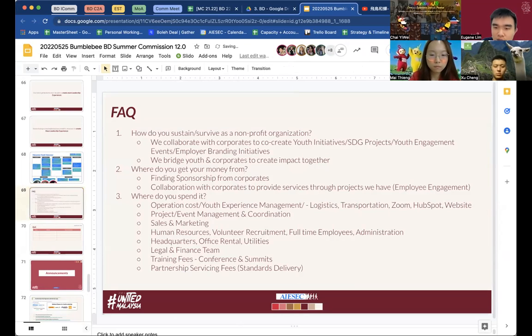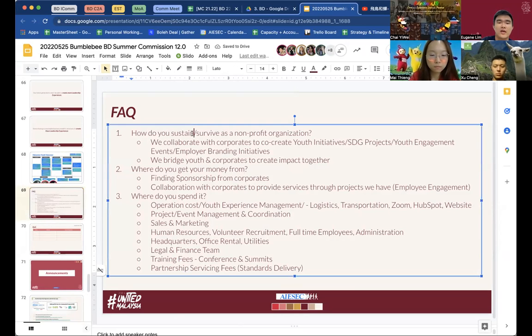If I were to make it more simple: if you notice, the first question and the second question are actually the same, just that the second question is sharper and more specific. How do we even sustain? For my approach, the answers just now are not wrong, but I would focus more on the partner side because I'm talking to a partner. We collaborate with corporates to co-create this initiative. Depending on what I'm selling to this partner, I tell them directly that we are bridging them and the youth to create the impact together. That's how we are able to sustain.